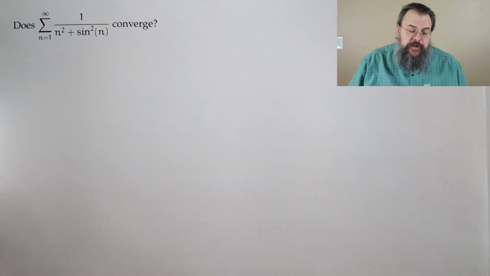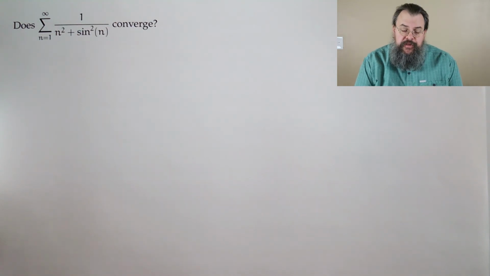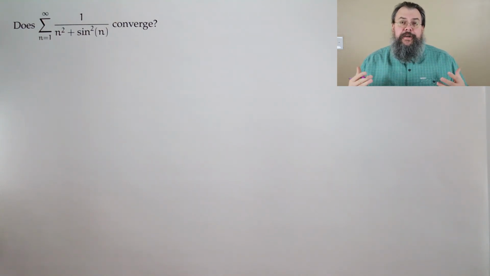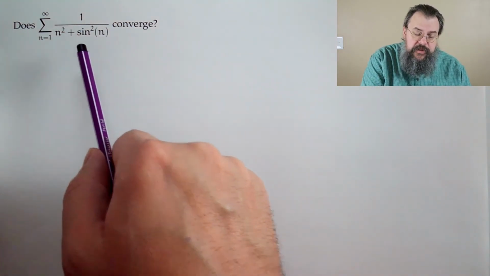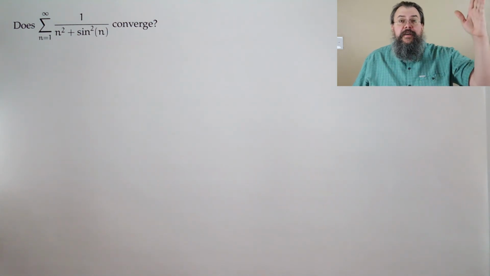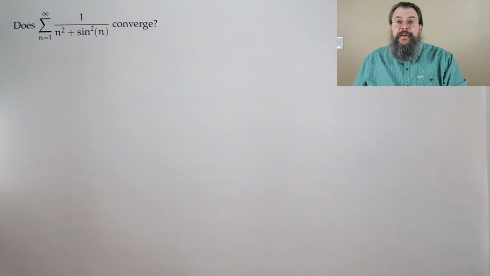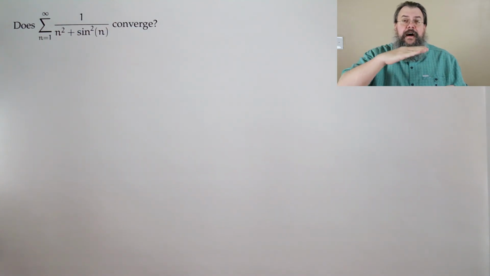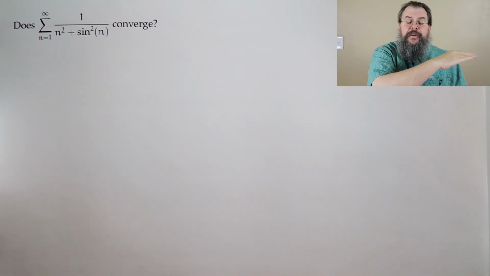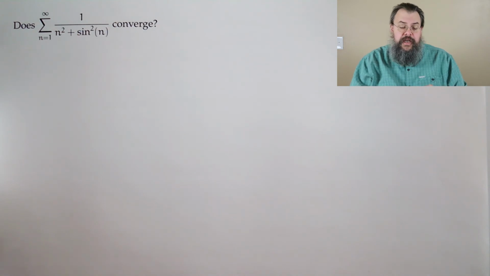Does the sum from 1 to infinity of 1 over n squared plus sine squared n converge? All right. Well, what can we do? Let's just say, look, what's going on here? Between n squared versus sine squared n, which one's important? Well, the n squared is going to get big. Sine squared is not. Sine oscillates between plus 1 and minus 1. Sine squared actually oscillates between 0 and 1.